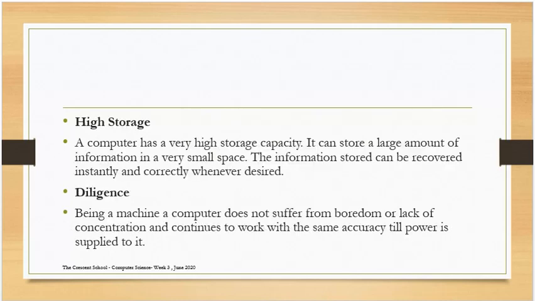Number 3, high storage. A computer has a very high storage capacity. It can store a large amount of information in a very small space. The information can be recovered instantly and correctly whenever desired. Next is diligence. Being a machine, a computer doesn't suffer from boredom or lack of concentration and continues to work with the same accuracy till power is supplied to it.